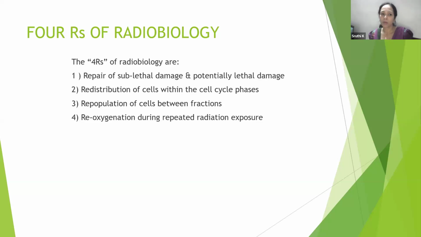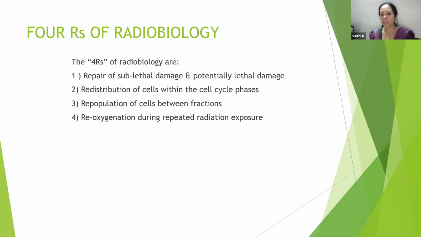The next concept in radiation therapy is redistribution of cells within the cell cycle. Many of you know the different parts of the cell cycle: G1, G2, the S phase, and the mitotic phase. Usually the most radio-resistant phase is the S phase, and the most radio-sensitive phase is the G2M phase. So when we give radiation, there is a redistribution of cells within these cell cycle phases, and we expect the cells to get redistributed and come to the radiosensitive phase.